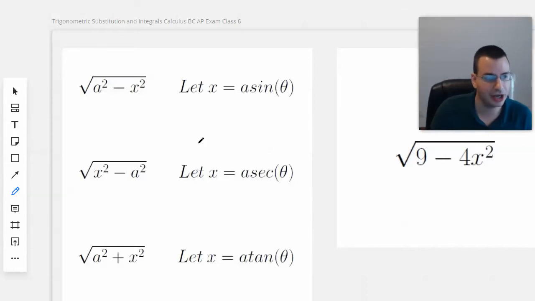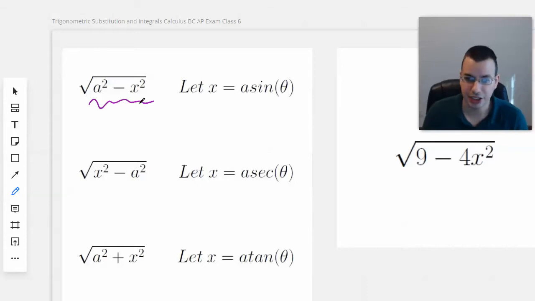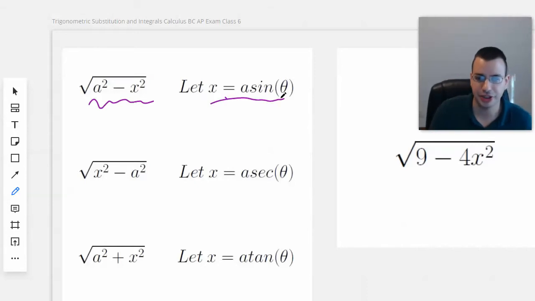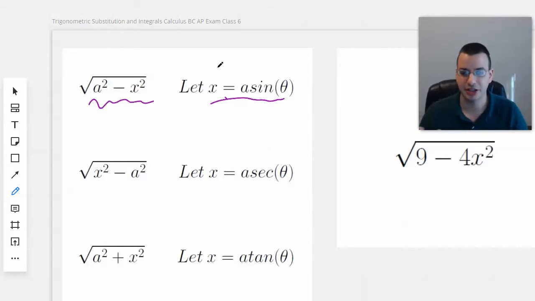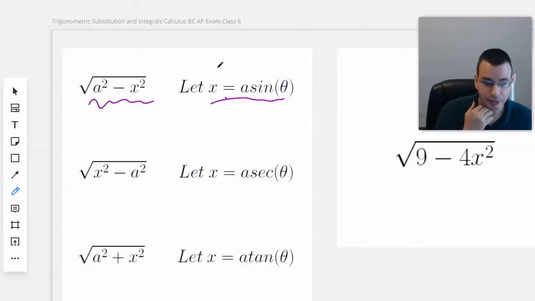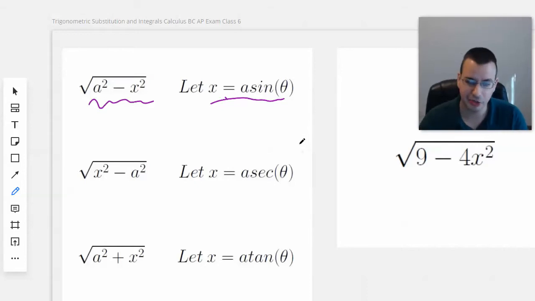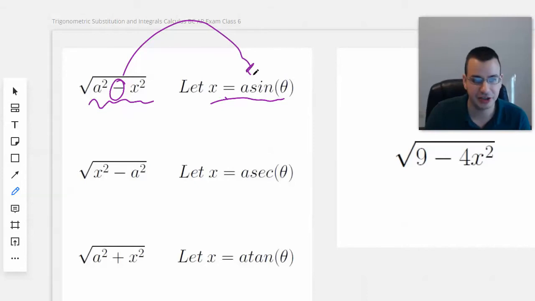So when you see something along the lines of a squared minus x squared, you let x equals a sine theta. Now, normally, you're used to being something like sine of theta equals x, and then substituting something in for x. This, you're letting x equal something, which is a little bit different than what you're probably used to, and that's understandable. The way I remember this one is using the mnemonic of sine. If you have a negative sign, that's going to give you a sine theta.